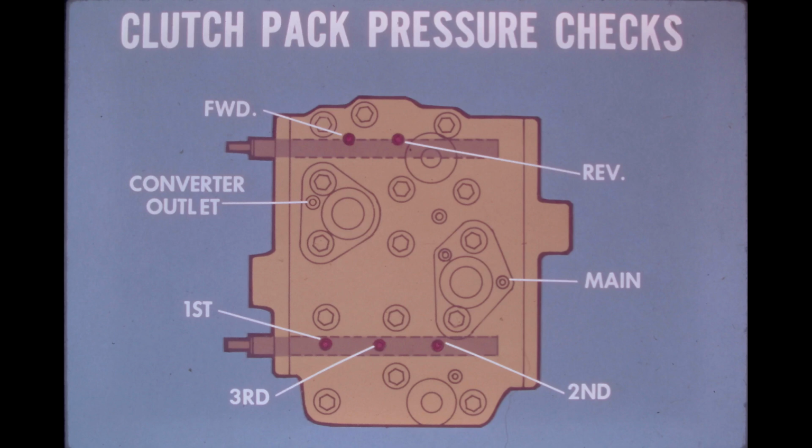Clutch pack apply pressures should be no less than 10 psi below main pressure read at the same time. Pressure checks should be made at high idle with the safety bar in the straight lock position. The parking brake and the right foot brake should be used to hold the machine.